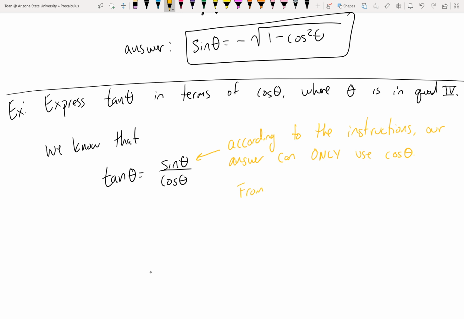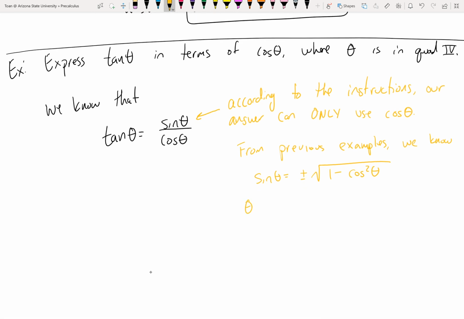Fortunately, from previous examples, we know that the sine of theta is plus or minus the square root of 1 minus cosine squared. So that's no big deal because we already were able to replace the sines with cosines. Theta in the fourth quadrant means that the sine is negative. Therefore, we have sine of theta equals negative the square root of 1 minus cosine squared theta.